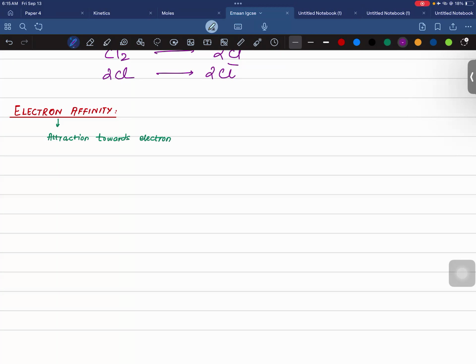Basically, when something gains electron, let's suppose this is X in the form of gas. When it gains one electron, it forms this. Okay, this is electron affinity.